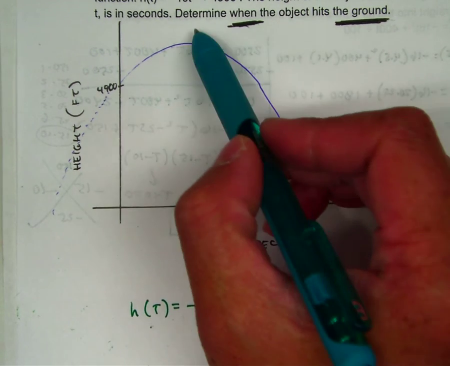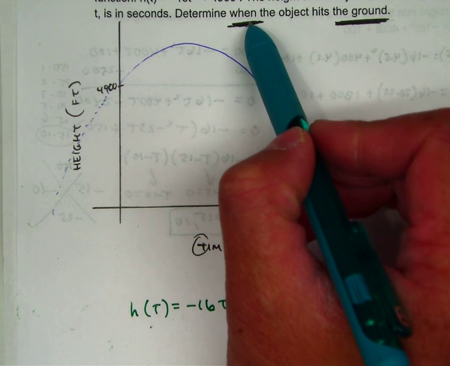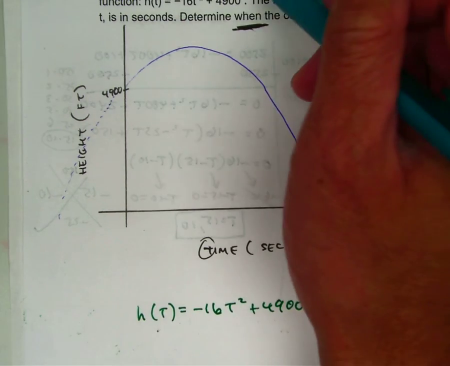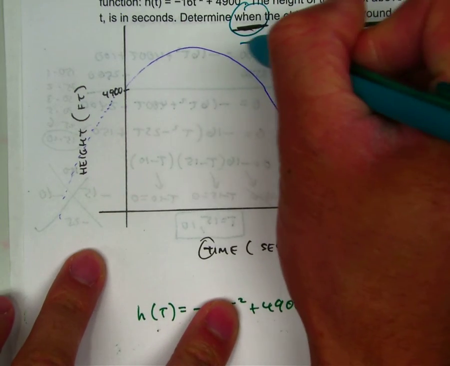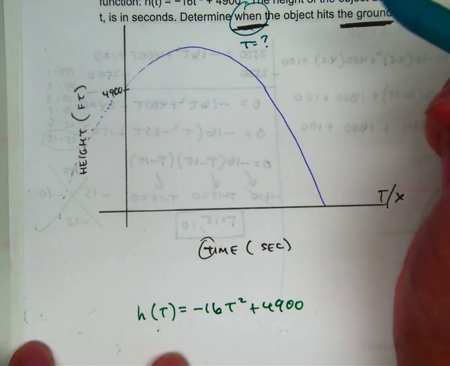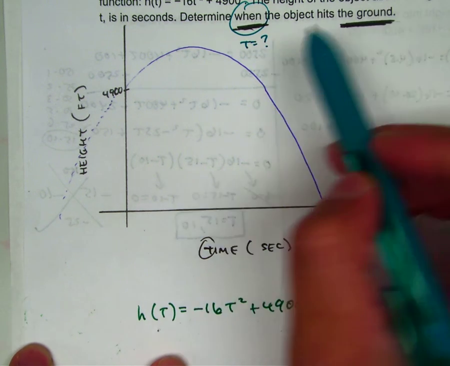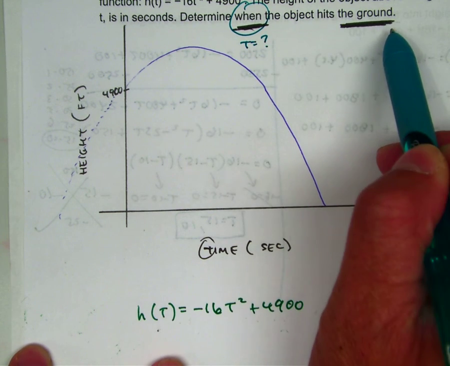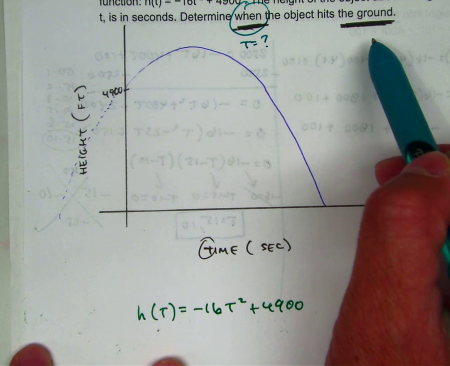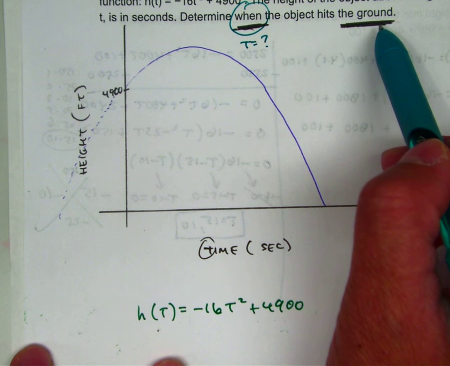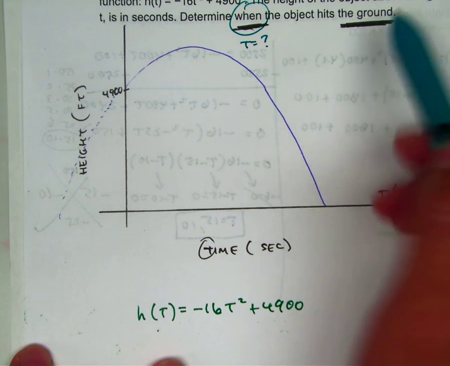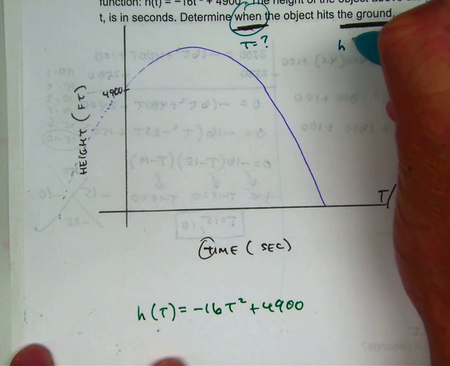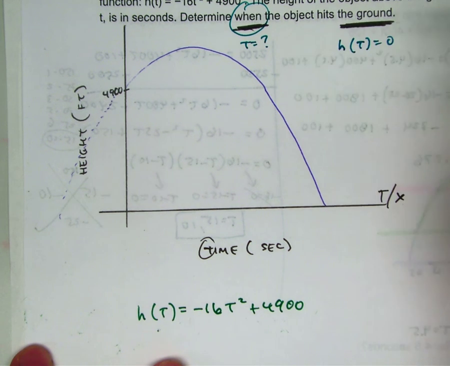So class, determine when. What variable is that? That's t. What is t equal to? When the object hits the ground. What does it mean when the object hits the ground? What's 0? The height is 0.